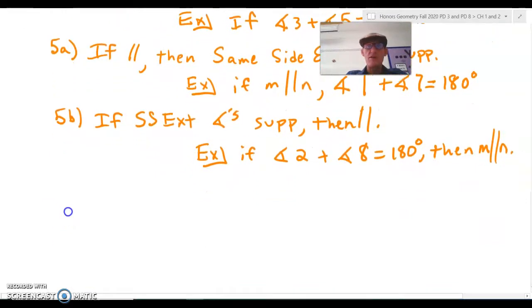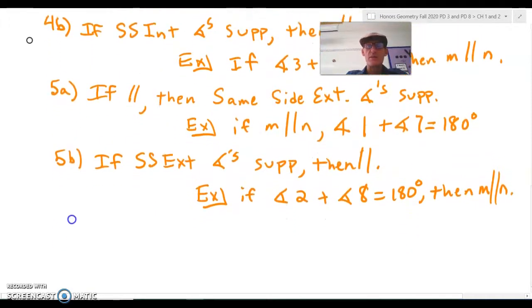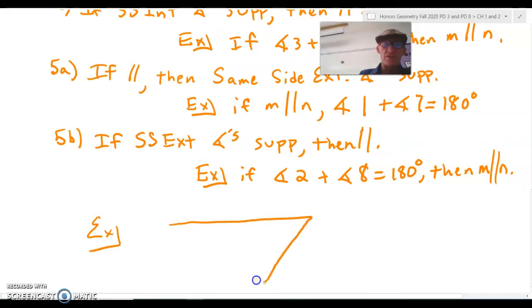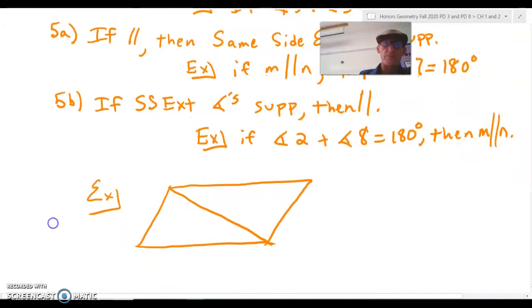That pretty much summarizes the 10 theorems that you'll be using. Okay? For example, if I have a problem like this, and I have a diagonal like this, and this is angle 1, this is angle 2, this is angle 3, and this is angle 4, and this is A, this is B, this is C, and this is D.